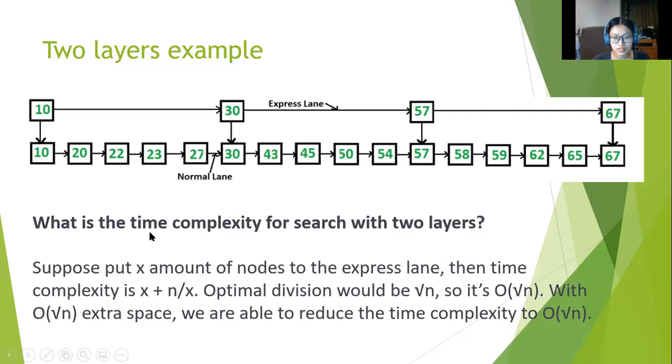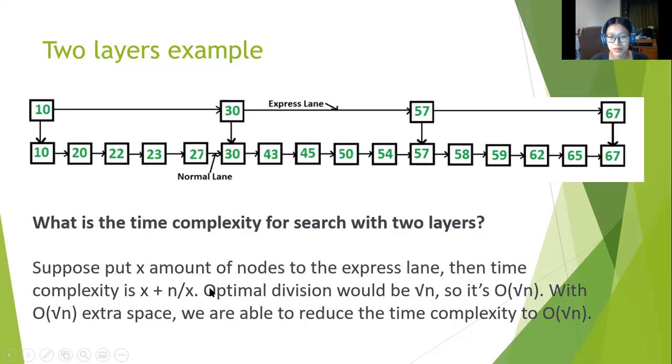So we want to briefly study the time complexity for search with two layers. Suppose we put x amount of nodes. In this example, we did 4, but we can put any random amount of nodes in the express lane. Then the time complexity would be the number of nodes on the express lane plus the number of nodes in every section of the normal lane. Let's say between 30 and 57, how many nodes we have to go through to actually search for the target. And that'll be x plus n divided by x.